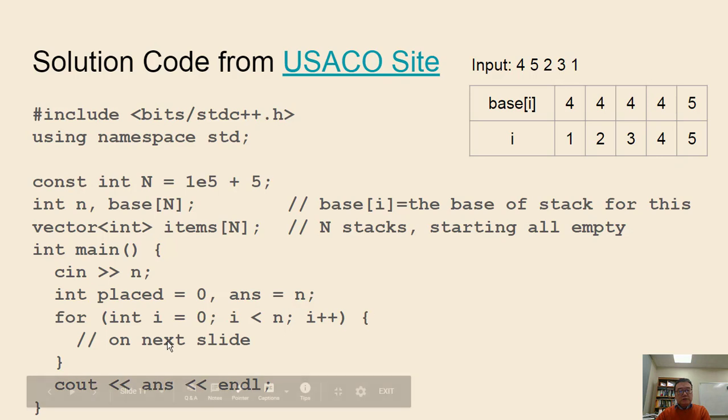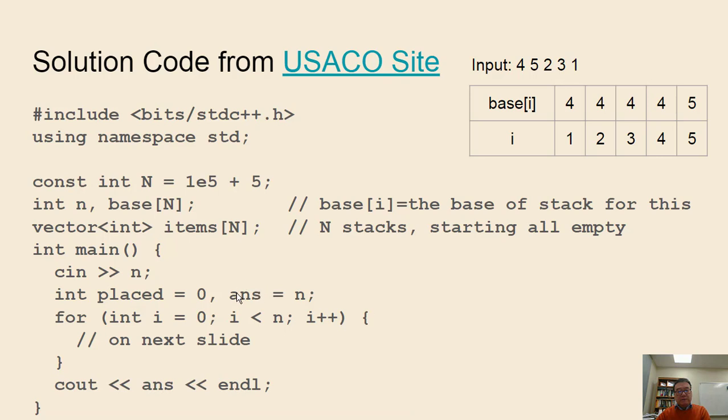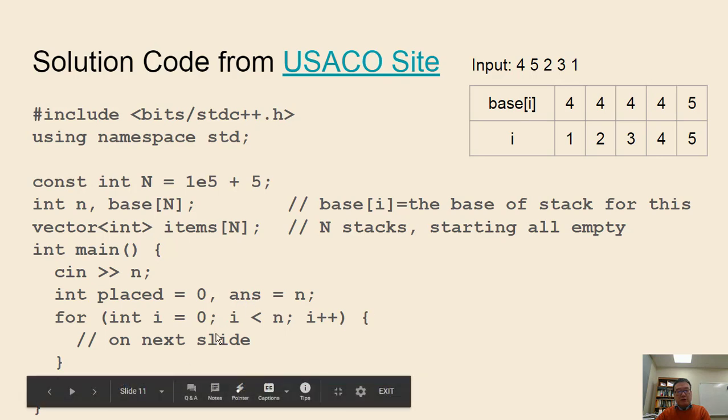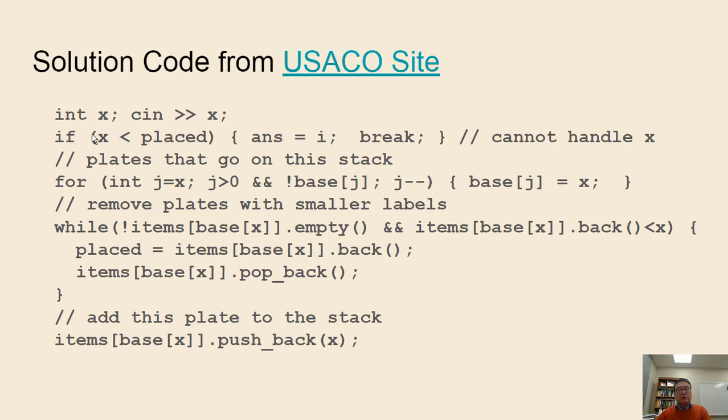The main part of the code is on the next slide, but here, placed will remember the largest thing that I have already taken, and answer is the value that we are going to output, the length of the prefix. And we're just going to keep processing this thing one by one. So we read in the value x. The first thing to check is whether x is less than the thing we have already taken. In that case, we break. We're done. So we cannot go on further.